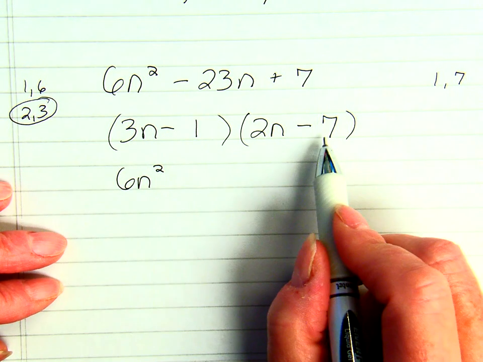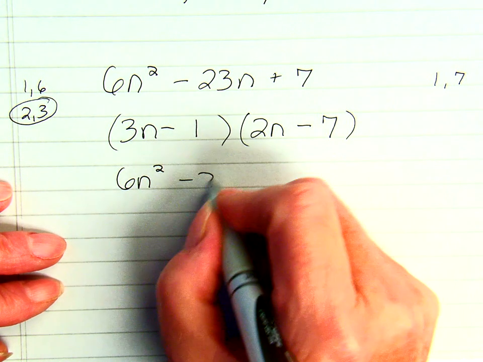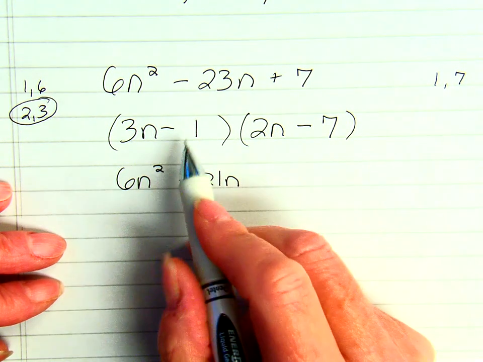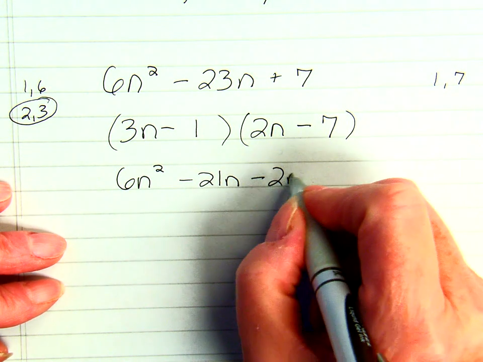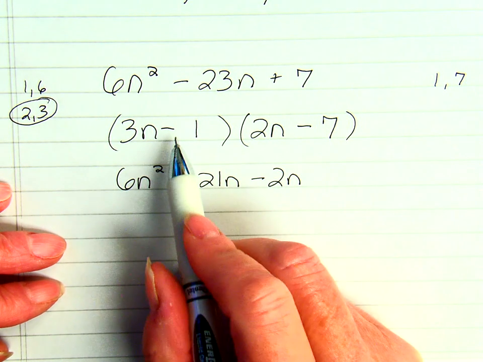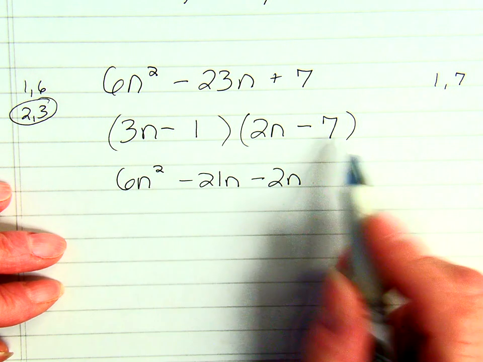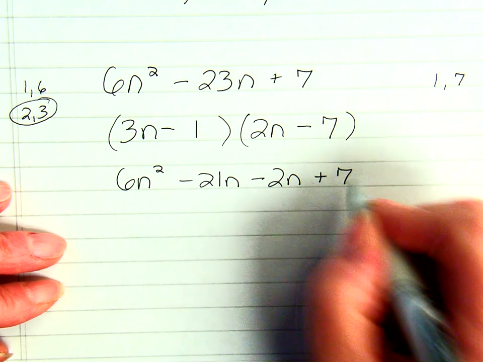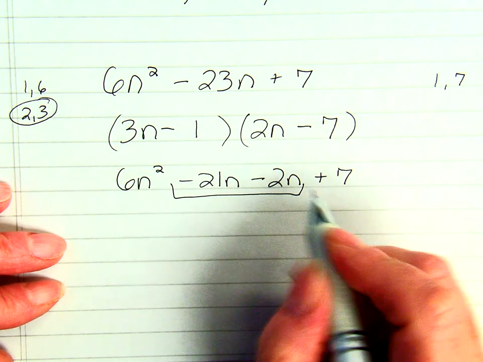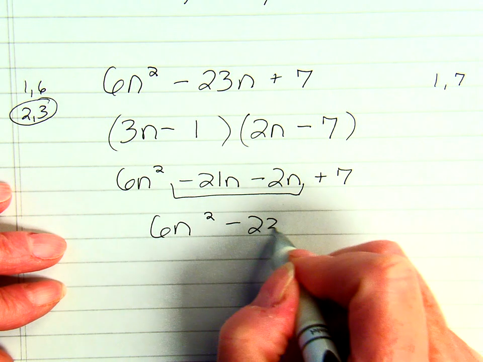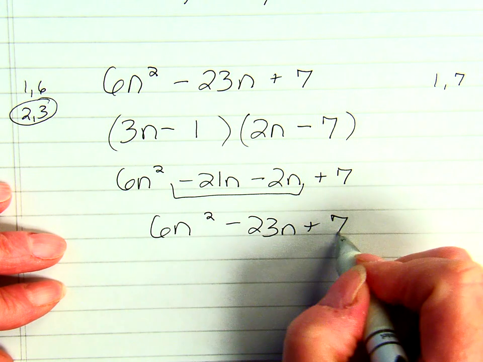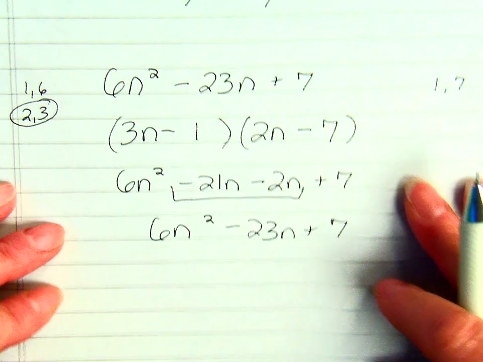Outside, 3n times minus 7 is minus 21n. Inside, minus 1 times 2n is minus 2n. And last is negative 1 times negative 7, which is positive 7. When I combine my two middle terms, I get 6n squared minus 23n plus 7, and it checks. Okay, let's just do one more of those.